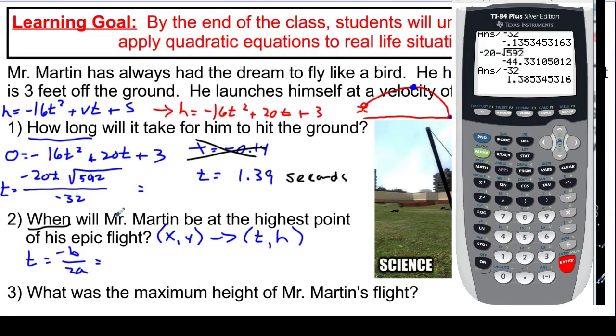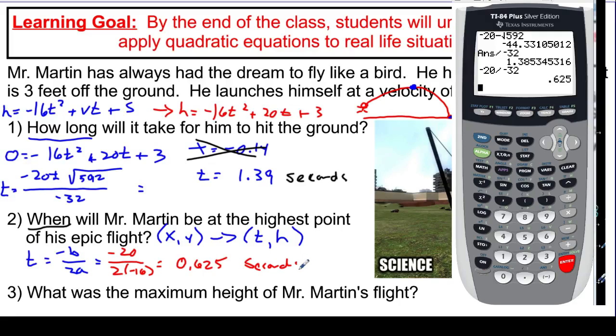Okay, so I'm going to plug in. Negative b for us was negative 20, and my a value is negative 16, so 2 times negative 16. Again, we can go to the calculator and have it do that for us. In this case, negative 20 divided by negative 32 is what would be on the bottom when I do 2 times 16. And that's going to be 0.625. That is the number of seconds that have passed for me to get as high as I'm going to go. 0.625 seconds.